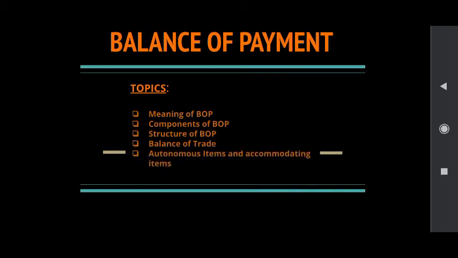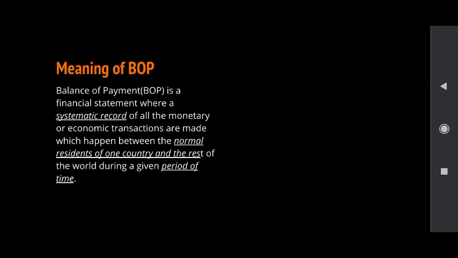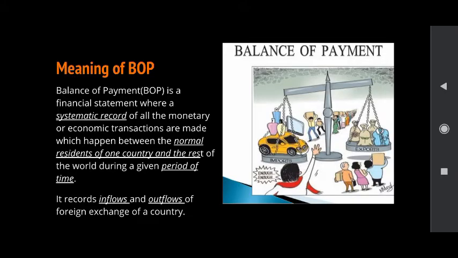Let's start. So, what is actually balance of payment? Now, BOP is actually a financial statement where all the monetary or economic transactions which happen between two countries, that means the normal residents of one country and the rest of the world during a period of time, is recorded. That means it actually records the inflows and outflows which happen between two countries in terms of foreign exchange. This is what balance of payment is all about.